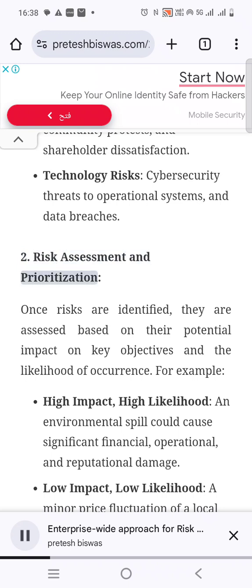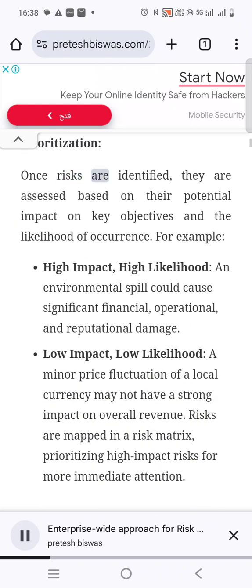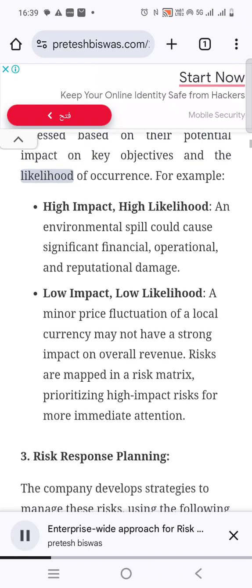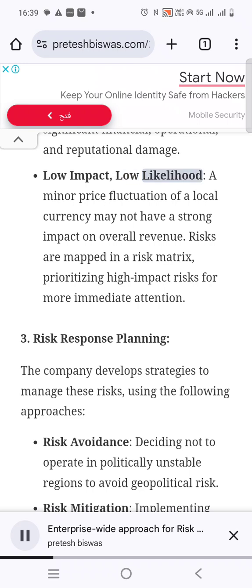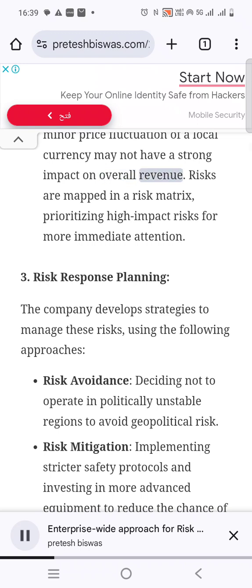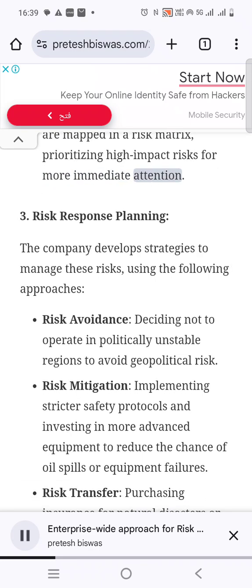2. Risk assessment and prioritization. Once risks are identified, they are assessed based on their potential impact on key objectives and the likelihood of occurrence. For example, high impact, high likelihood: an environmental spill could cause significant financial, operational, and reputational damage. Low impact, low likelihood: a minor price fluctuation of a local currency may not have a strong impact on overall revenue. Risks are mapped in a risk matrix, prioritizing high-impact risks for more immediate attention.